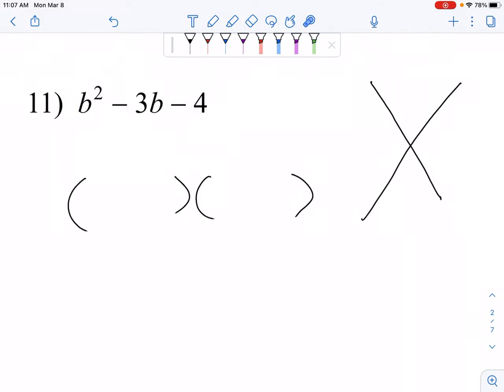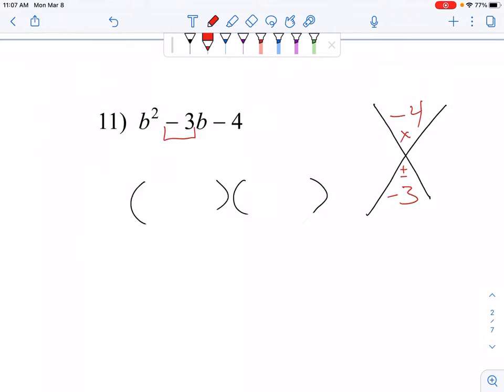So 1 times -4. And the shortcut here is when there's nothing in front, I mean, it's a 1, and 1's not going to change anything. So it's not going to change that -4. And then our middle term, -3, we use below. And we're looking for what would multiply to make a -4 and add or subtract to make a -3.